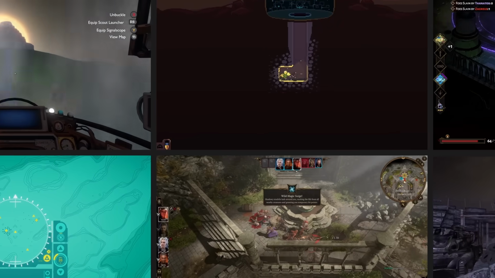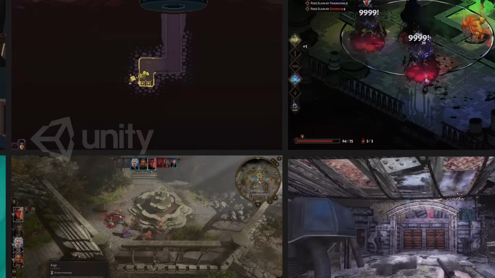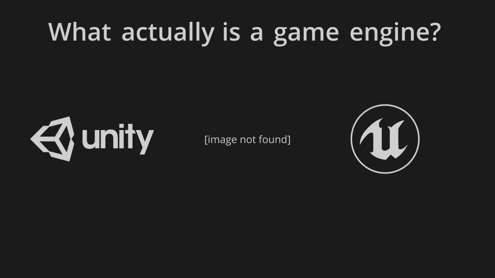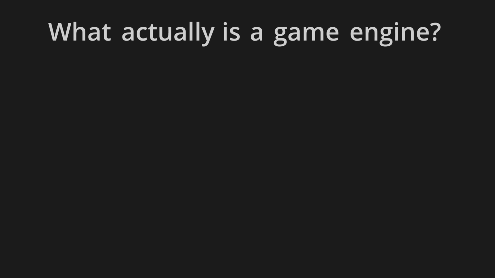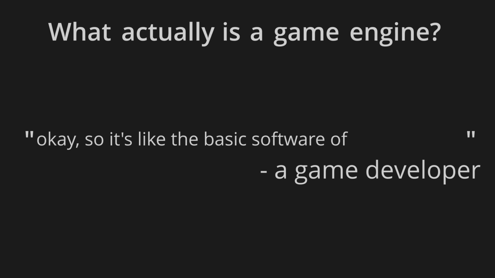I get it. It's a miracle that any video game has ever worked, and it's all thanks to game engines like Unity and Unreal and a third example, but like, what actually is a game engine? What does it do? Because if you ask a game developer, they'll say something vague like, okay, so it's like the basic software of a video game.